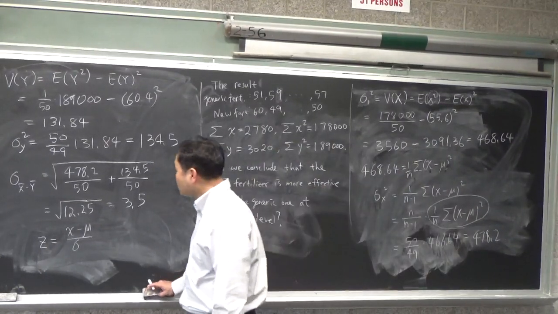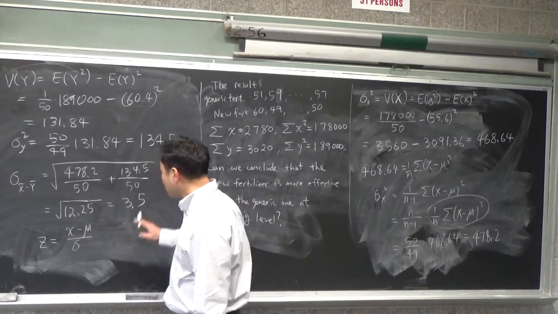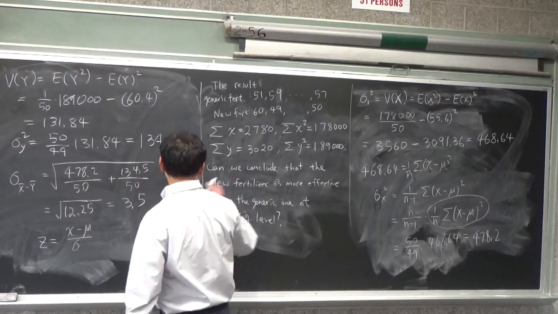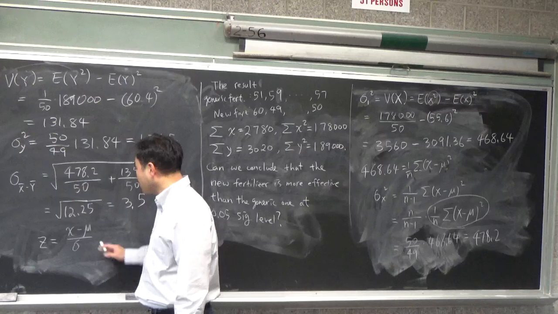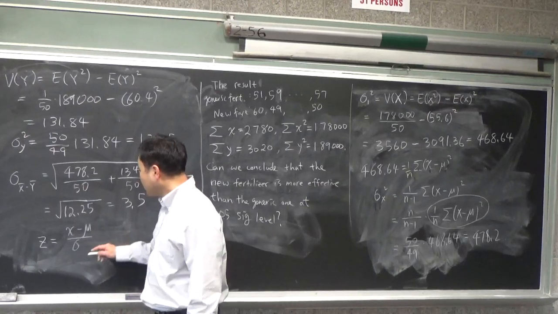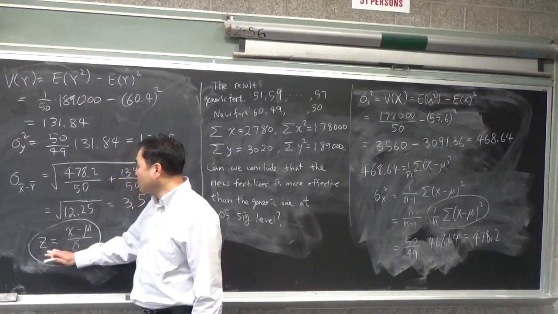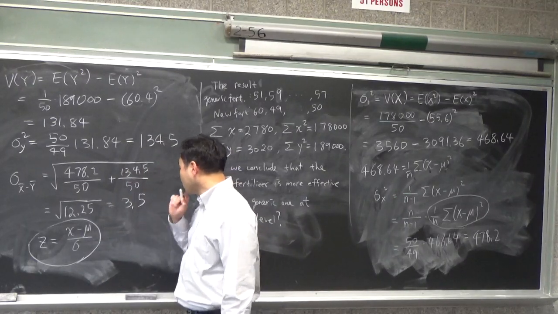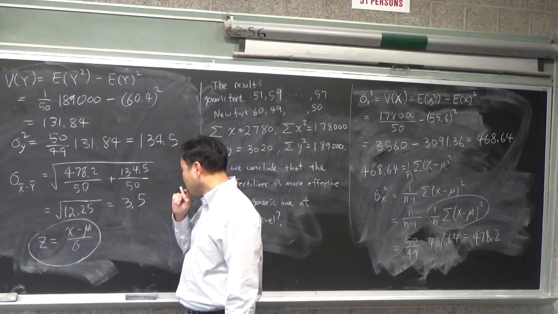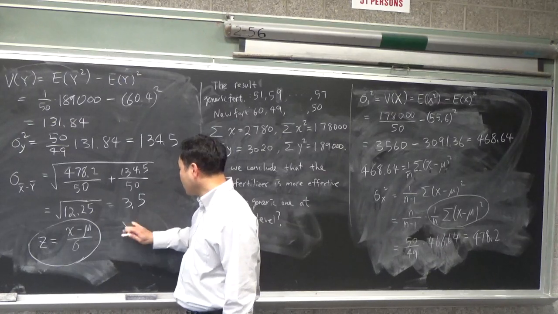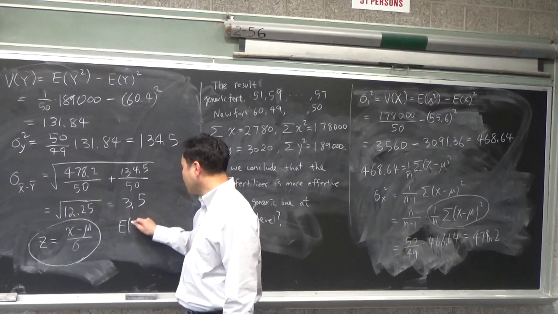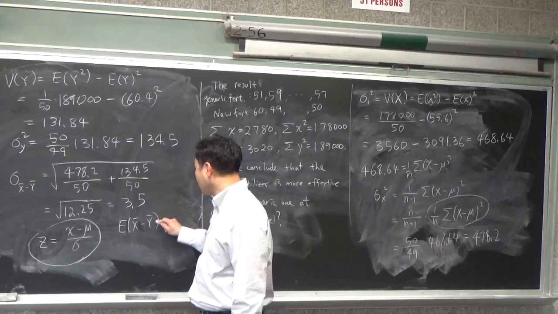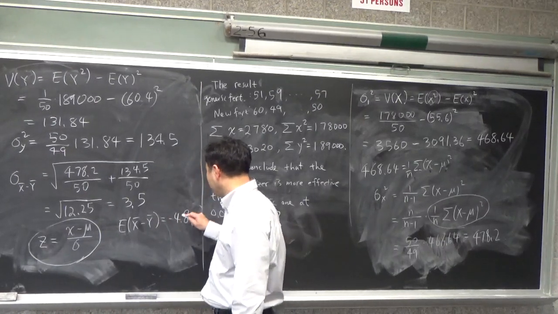Okay, I'm doing things out of order, so let me go back and start doing the hypothesis testing, because now I have all the values. We're eventually going to use this test statistic, and we also have the E of x bar minus y bar as negative 4.8.